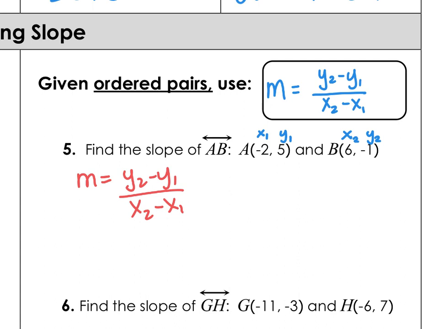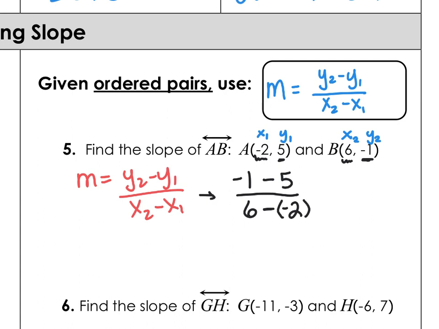Okay, so I'm just going to plug in. My y2 is right here, -1. So I go -1 minus my y1, which is 5. Okay, I'm going to put my x2 minus x1. So x2 is 6, x1 is -2. Make sure you have a minus in between, okay? I'm just going to put parentheses here to separate the minus and the negative.